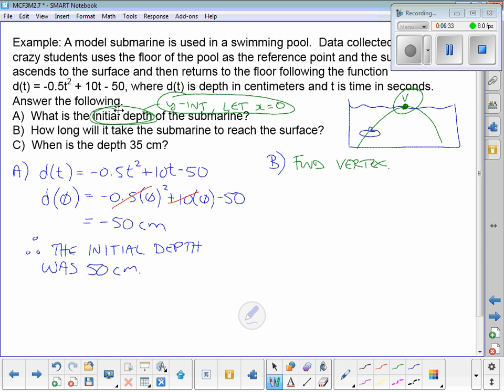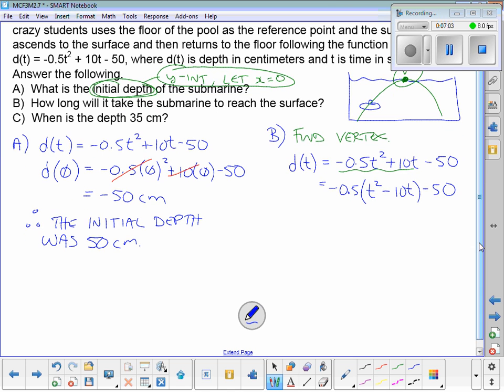So in order to find the vertex, we will need to complete the square. So d of t equals negative 0.5 t squared plus 10t minus 50. Again, completing the square, let's factor out negative 0.5 from the first two terms, leaving me with t squared. Took out a negative, so it'll change the sign. And remember, we leave that last one alone.